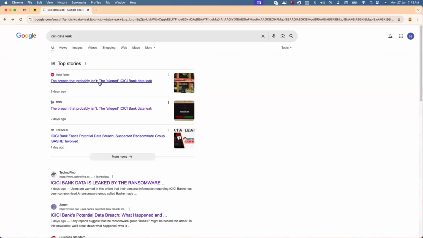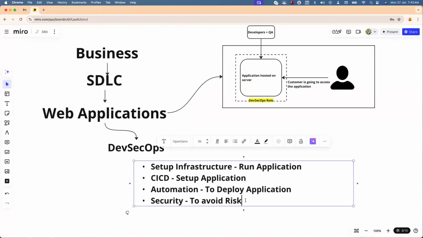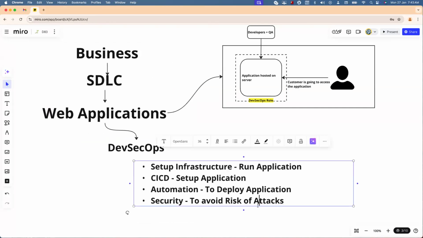So you understand that security is very important to be considered while releasing the application. You can't compromise on that, in order to avoid the risk of attacks.